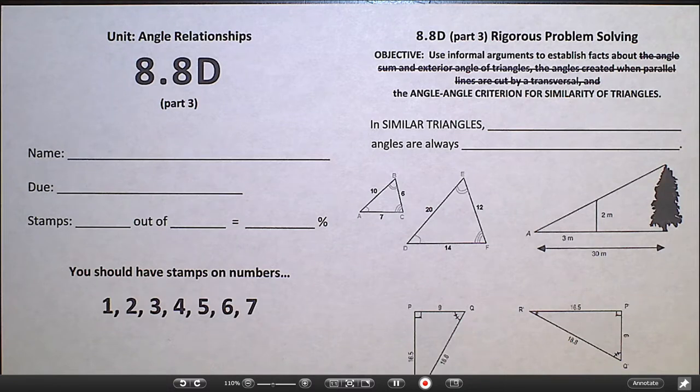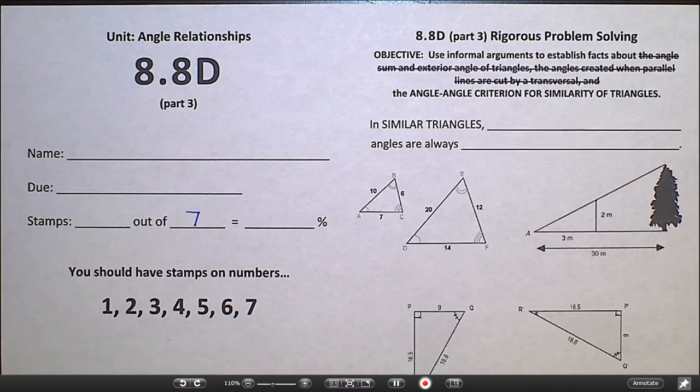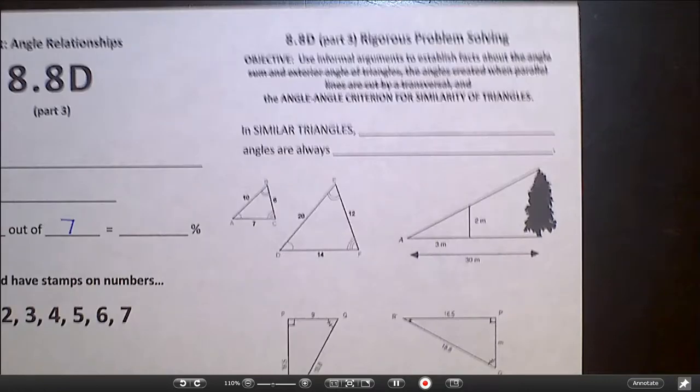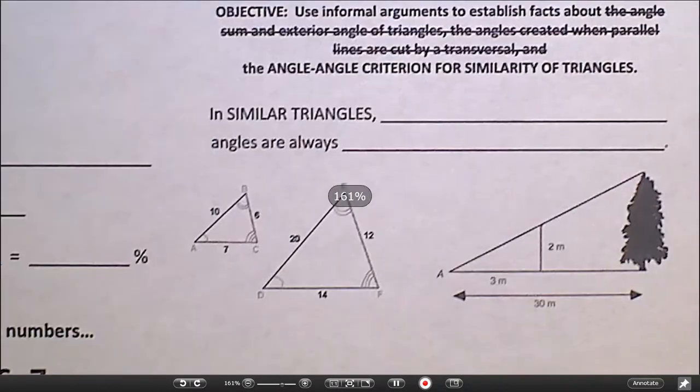So before we move on, make sure that you have your heading on your paper, today's date as the due date, and you're going to need 7 stamps today to get your 100. We're going to be doing some notes together, and then you'll do the problems on the back on your own. So let's get zoomed in here a bit.